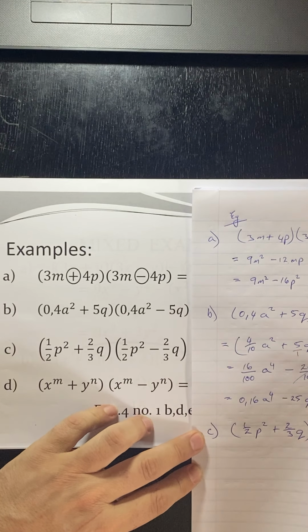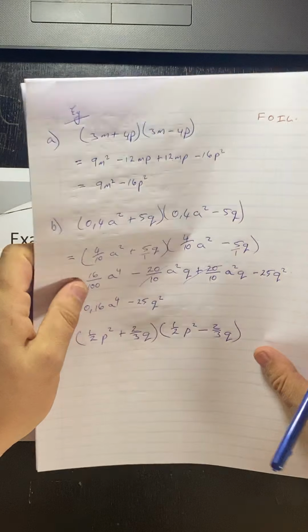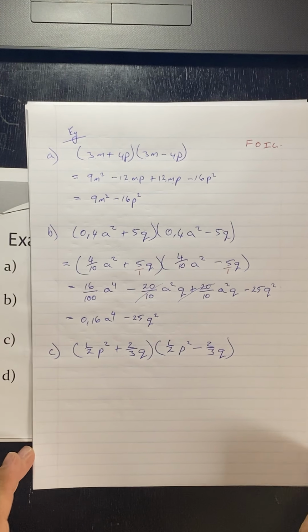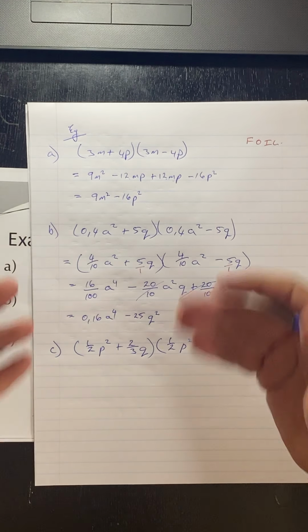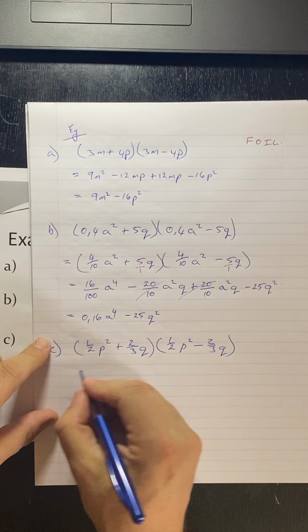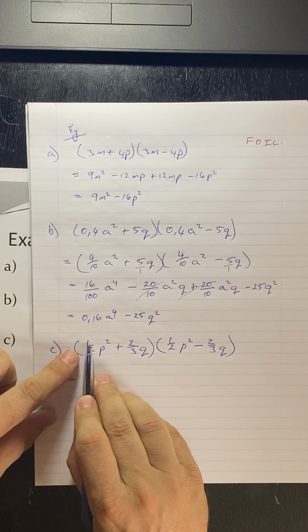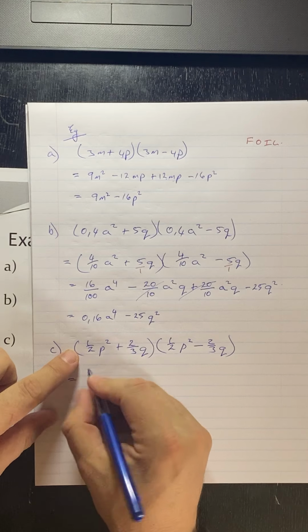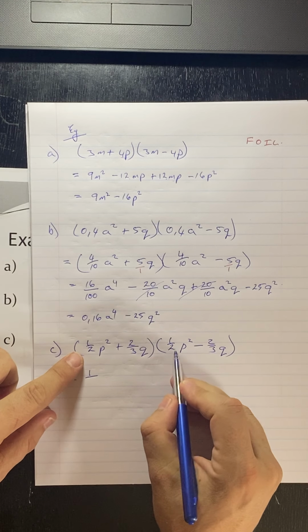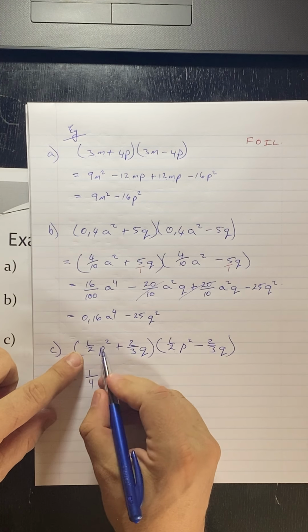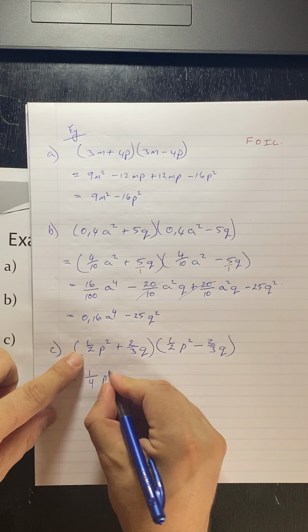Okay, so I'm going to FOIL it. So again, we're dealing with fractions, so just remember top with top, bottom with bottom. So if we do the firsts, 1 times 1 is 1 over 2 times 2 is 4. Then we got p squared times p squared is p to the 4.